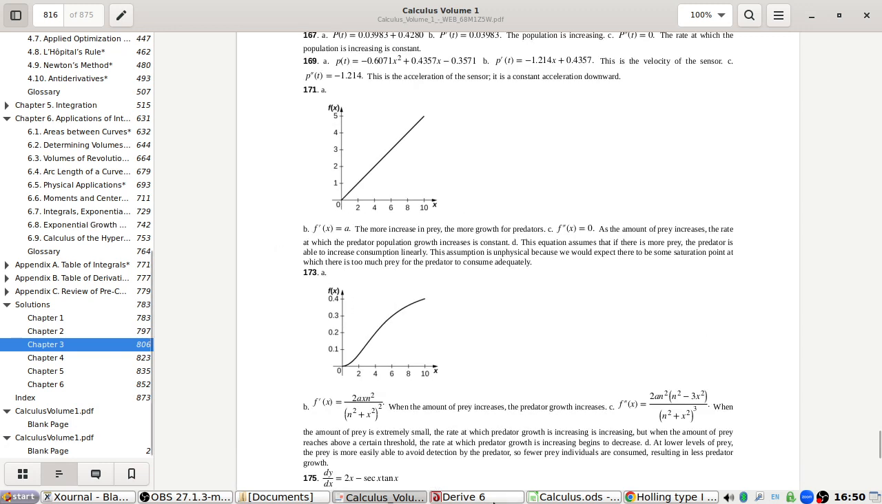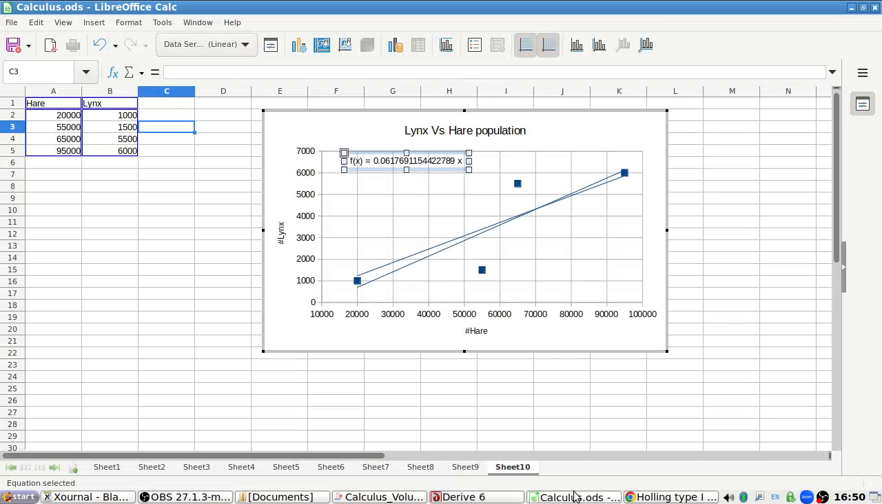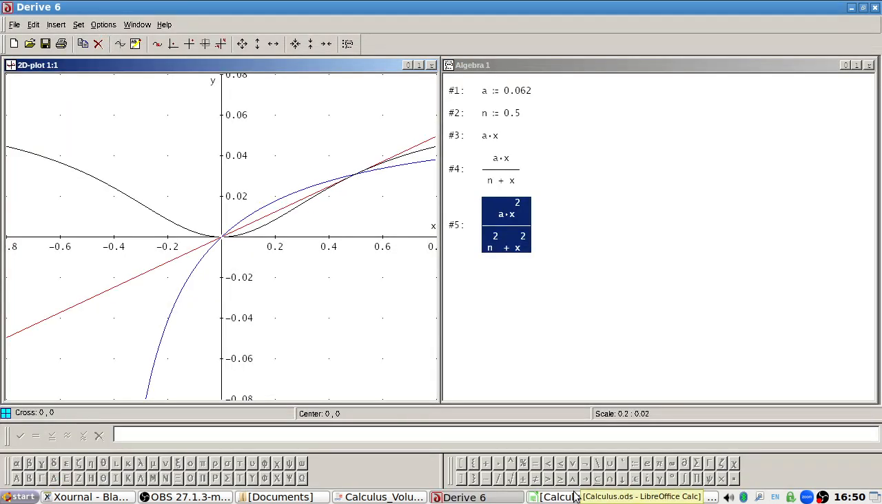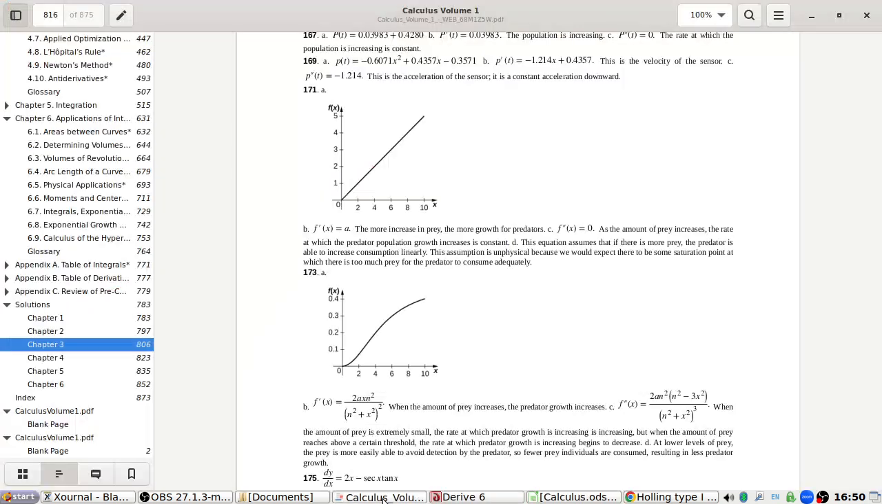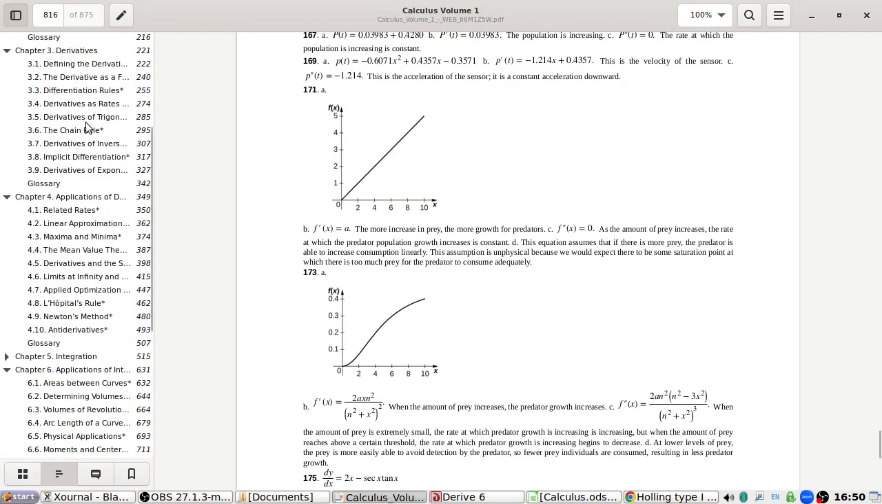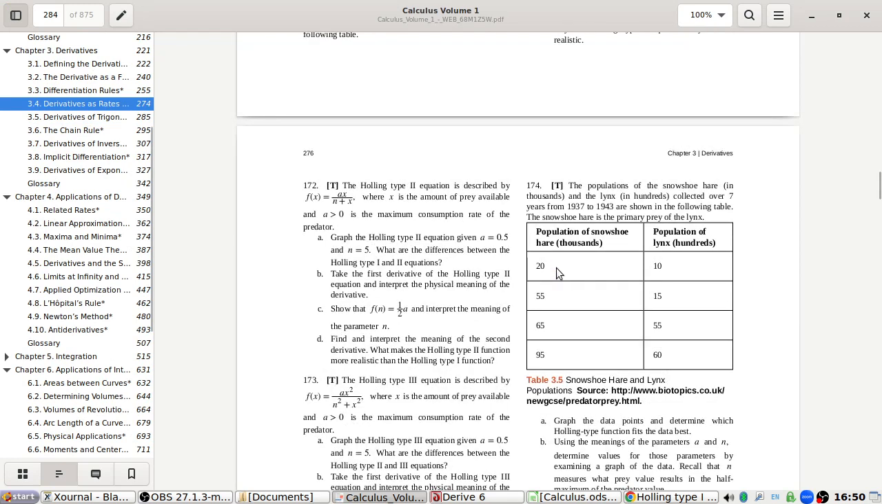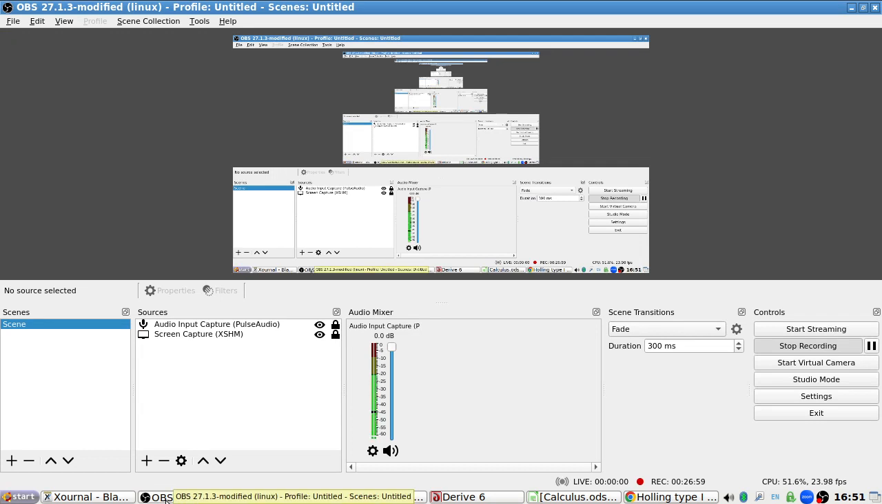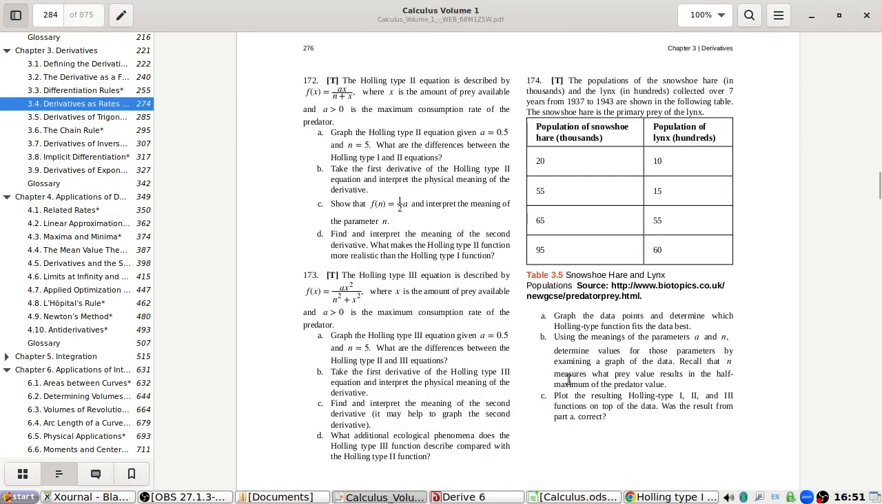Man, I just don't know. I've gone way over time. I expected this to be quick. Graph the data points and determine which. Yeah, I don't know. I think I'm just gonna leave it.